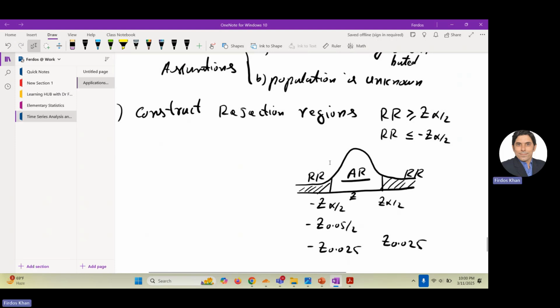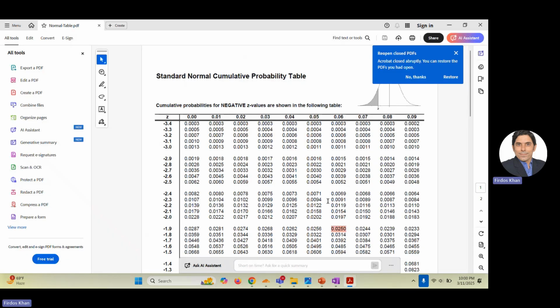So we need to compare the value of z. And in the p-value approach, we need to calculate the probabilities. I will talk about this in the next lectures. Okay, just look at 0.025. Oh, this is exactly the value, 0.025. And look at this, that is minus 1.96.